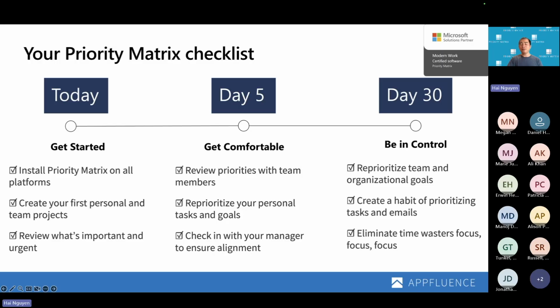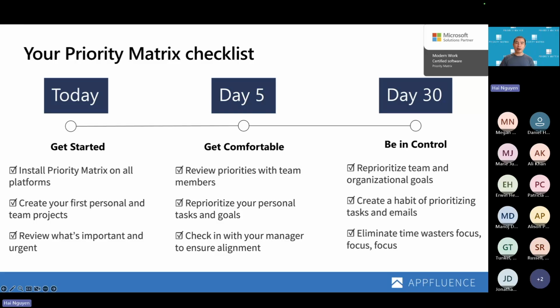And then by day 5, within a week, you should be reviewing your priorities with your team members. So it's not just you anymore, but the people that you work with. How do you know if everyone's on the same page if you don't explicitly surface those priorities? And then you start reprioritizing.